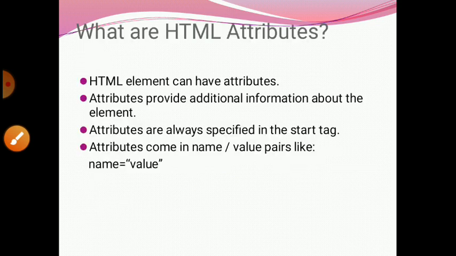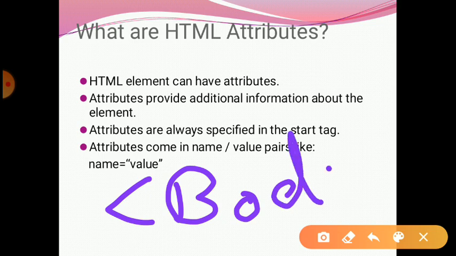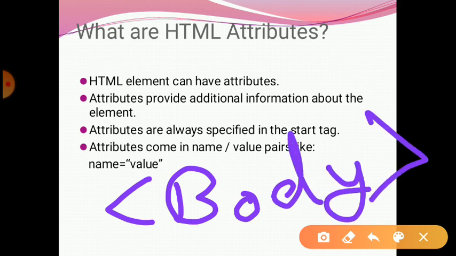Then what are attributes? HTML elements can have attributes. Attributes provide additional information about elements. Attributes are always specified in the start tag. Attributes come in name-value pairs. Attribute means any tag we are using, just like I am using the body tag. Body tag simply defines the body of our web pages.